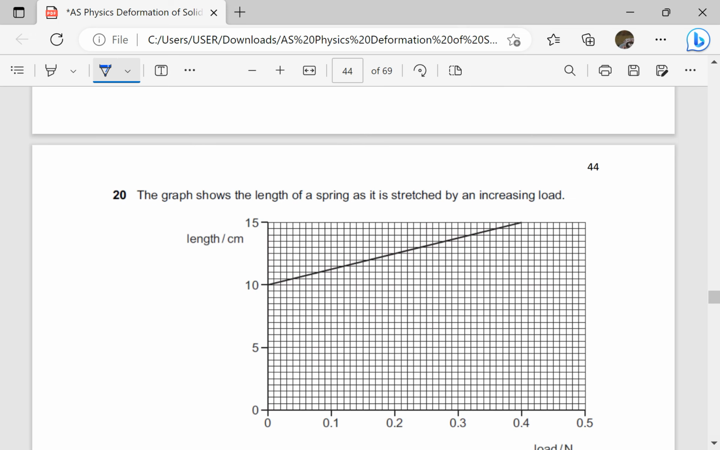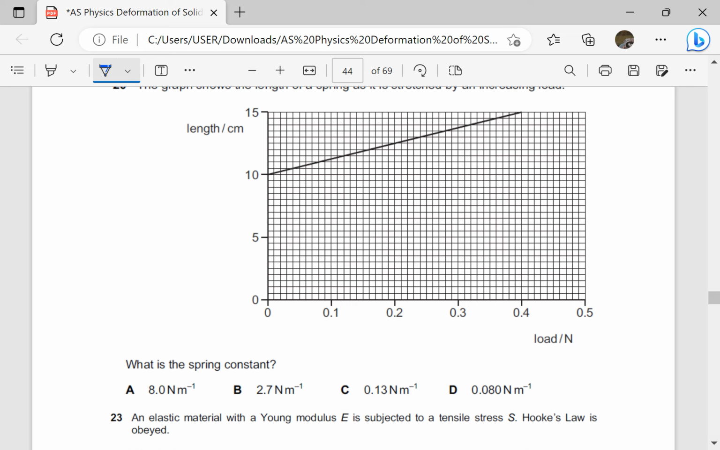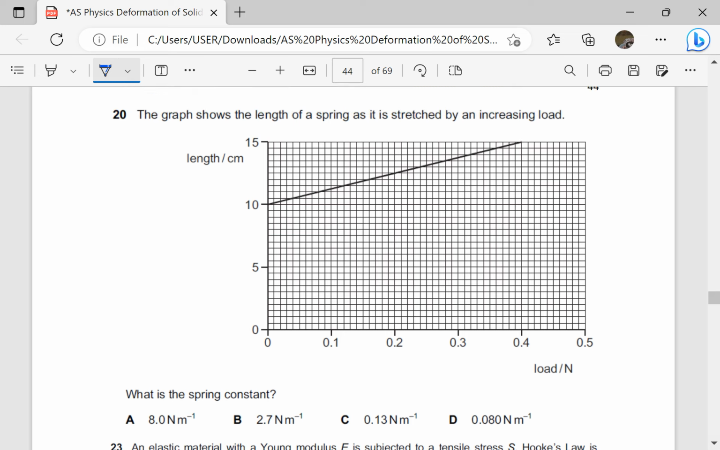The graph shows the length of a spring as it is stretched by an increasing load. What is the spring constant? So let's find the spring constant here. So this is 4.